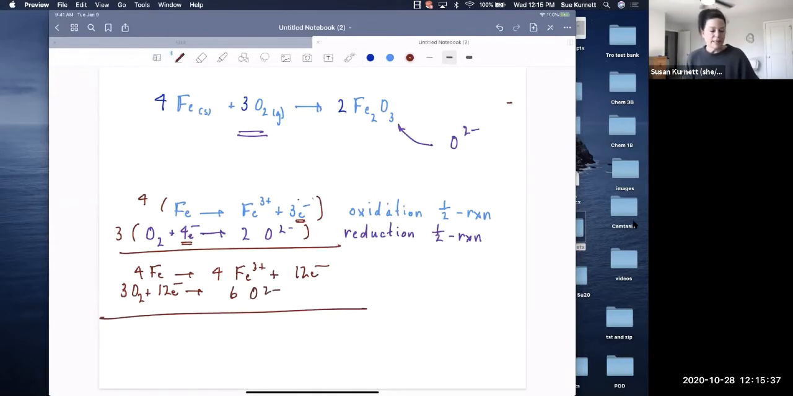So what I've done is I've multiplied the oxidation half reaction by 4 and the reduction half reaction by 3. Why did I do that? So that the number of electrons lost equals the number of electrons found. And when I do that, I can combine what's left over. So I'm adding these two half reactions together to get an overall reaction.